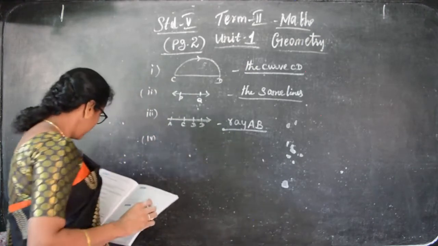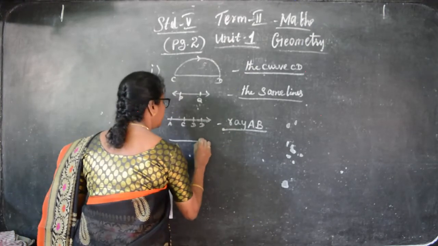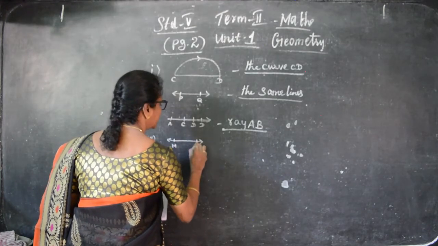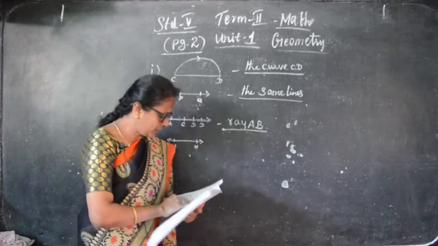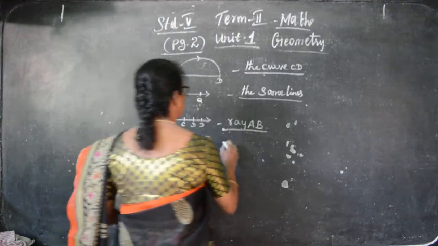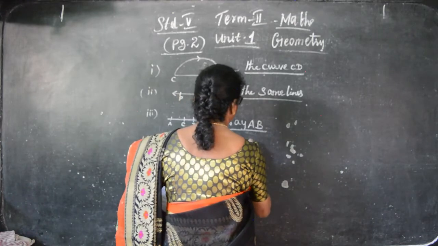And the fourth one is the segment. This is the line segment. This is M and this is N. They have given the question, segment MN is of infinite or finite length. It has ended, right? So that is finite length.